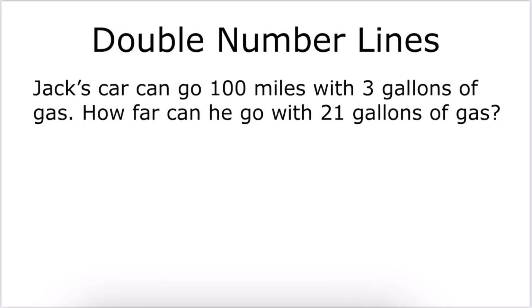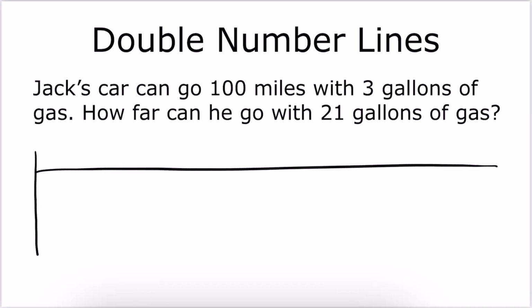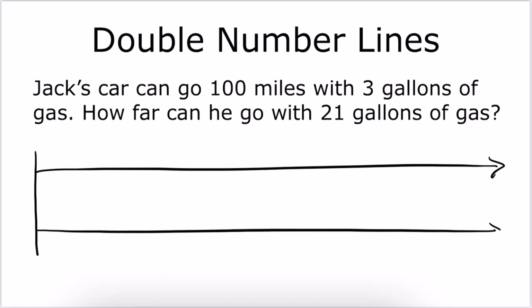And the basic idea of the double number line is you use one of your number lines to represent one part of your ratio and another number line to represent the other part. So in this case, the two parts of our ratio represent miles and gas. So I'm going to have this mark represent 0 miles and this one represent 0 gallons. So this bottom number line is representing the gallons of gas and the top number line is representing the miles. And I know that Jack's car can go 100 miles with 3 gallons of gas. So I'm going to draw a line through both of my number lines and I'm going to match up 100 miles with 3 gallons of gas.